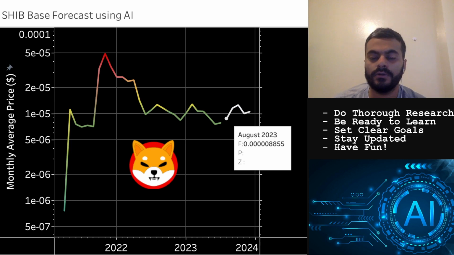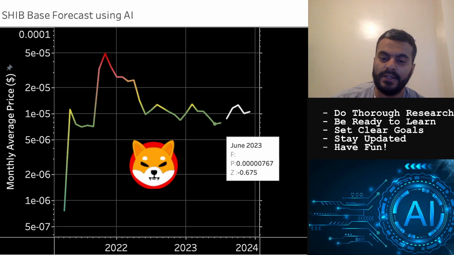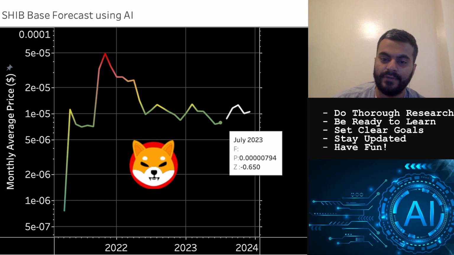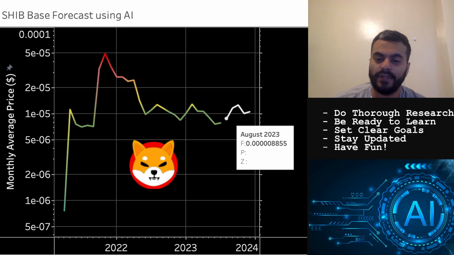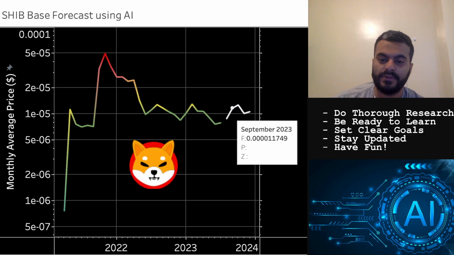So for August, with all of this in mind, these AI-based forecasts are forecasting a rally at a monthly average price of after 5 zeros after the decimal point 8855. So about an increase of almost 10 to 11% from July.